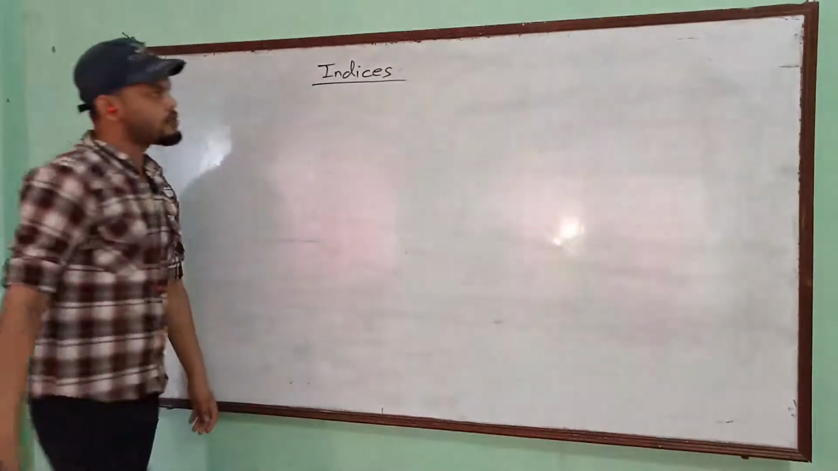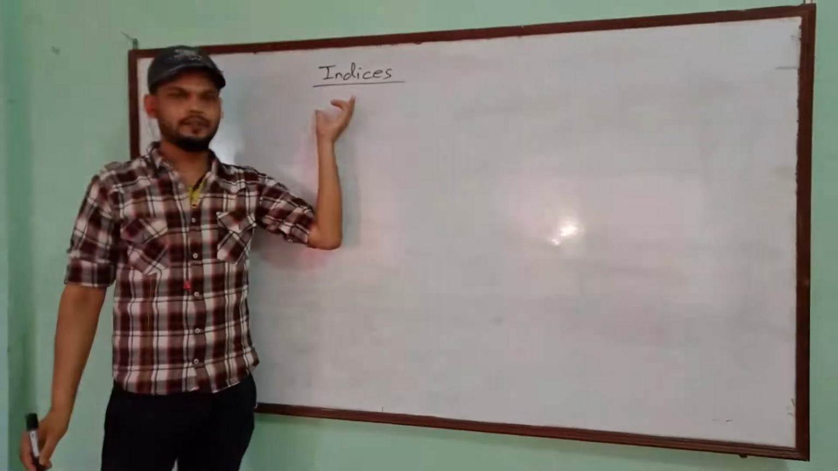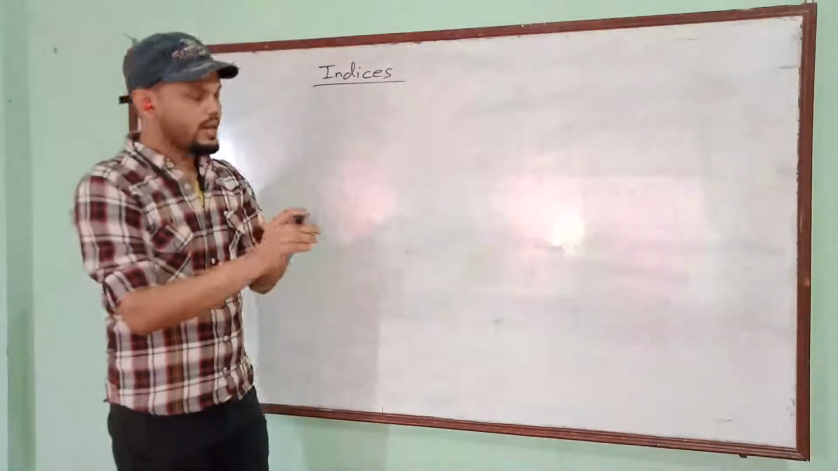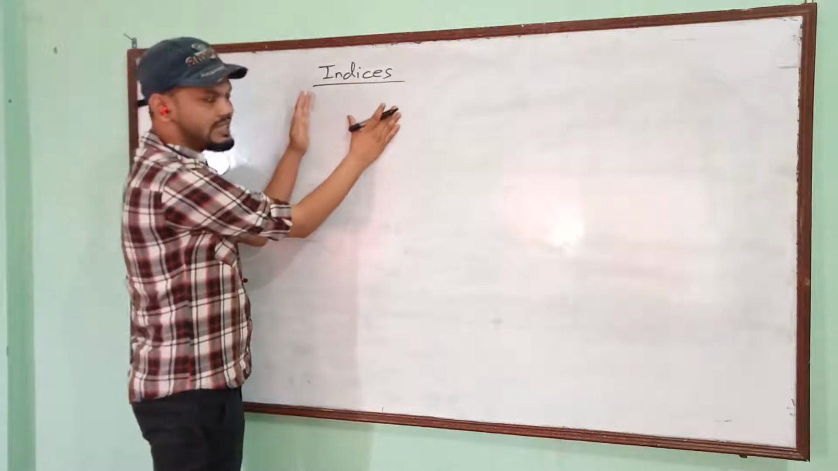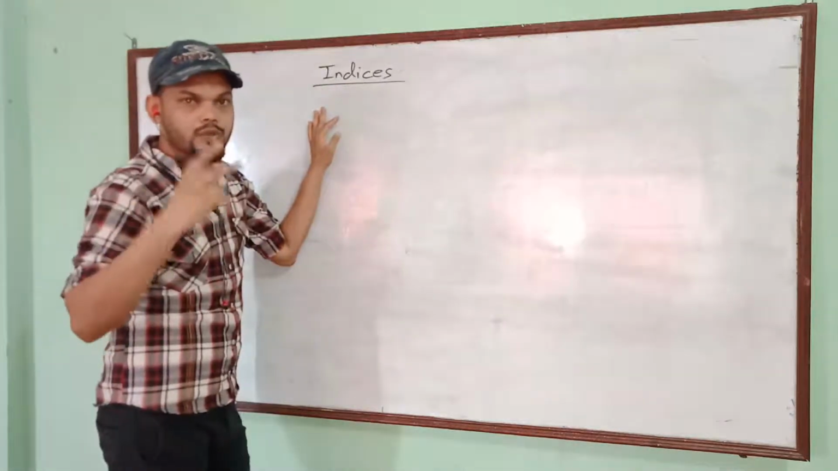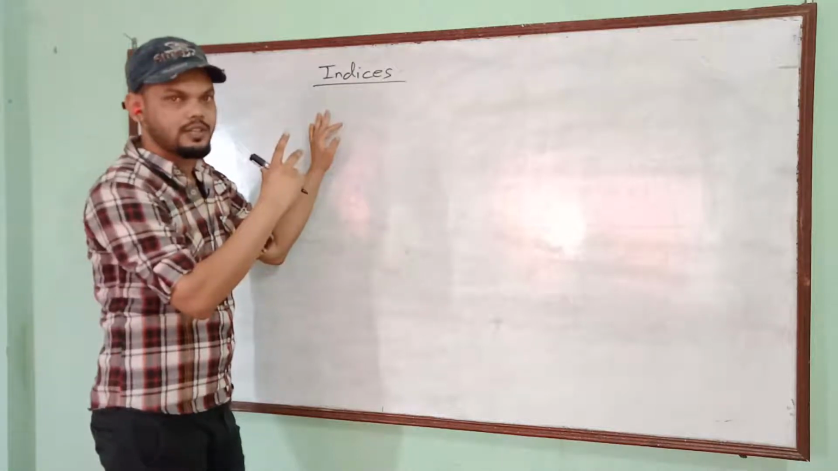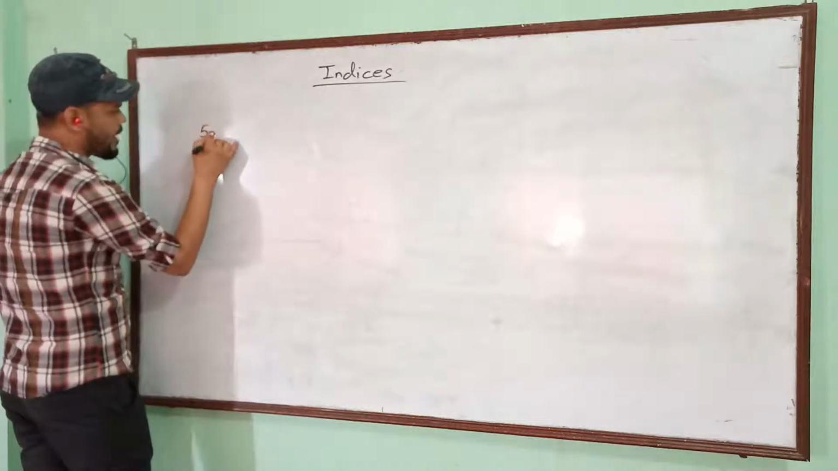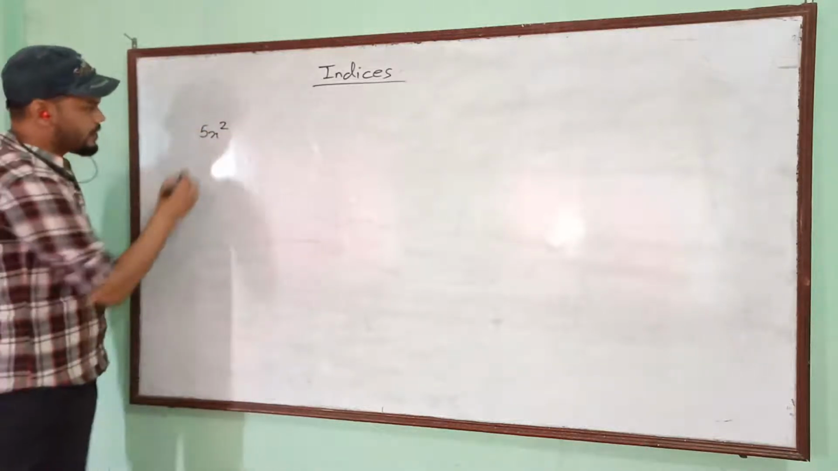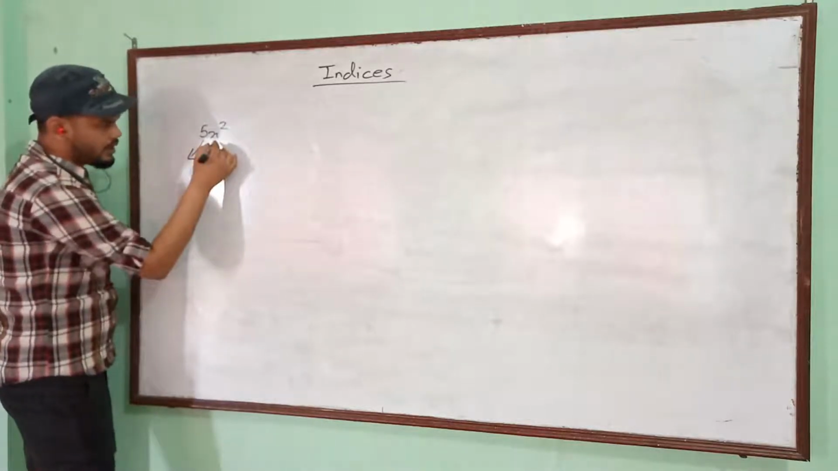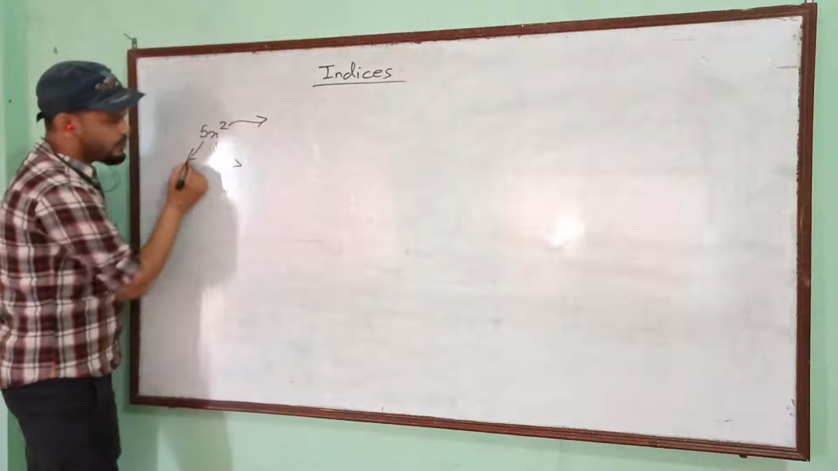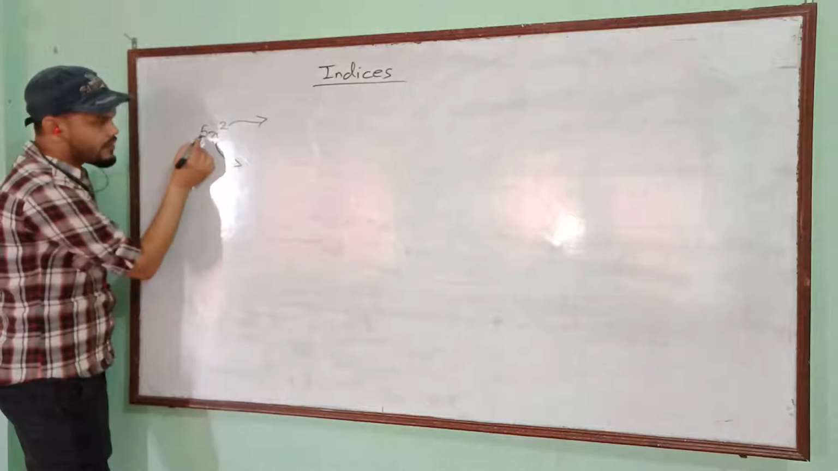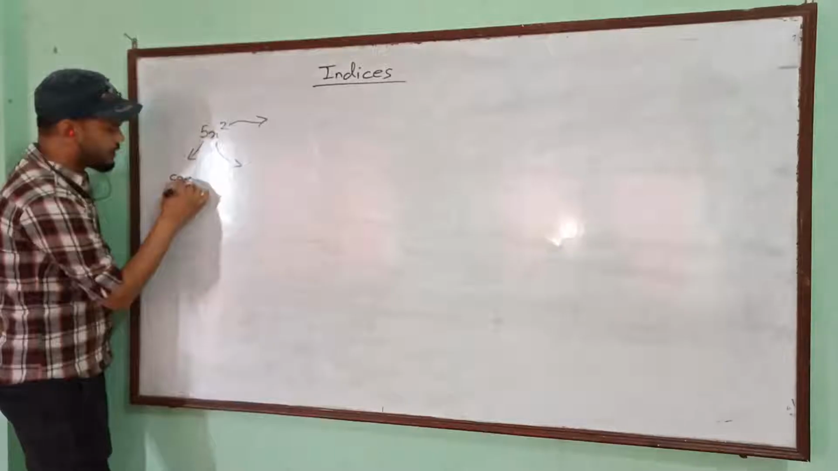In the previous class also I taught you what indices are, so let me revise this topic. For indices, let me consider some examples from which we can be more clear. Suppose we consider the algebraic term 5x power 2. Here we find three components: this 5, this x, and this 2. This 5 is the coefficient.